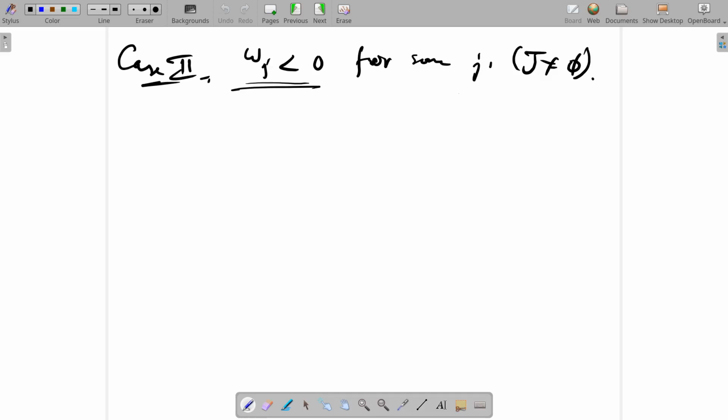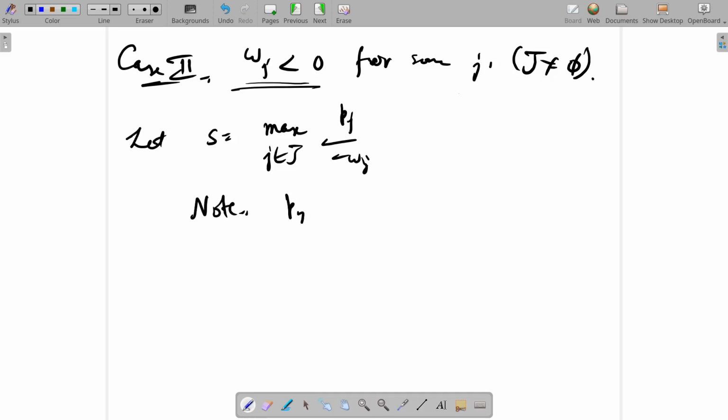So now what we are going to do is choose a little s, which is the maximum amongst these quantities, pj over minus wj, over this non-empty set, where these indices j run over this non-empty set capital J. And one thing to note is that pj is bigger than 0 for j in J, right? Because first of all, the p is sign constant, so pj has to be bigger than or equal to 0 for these sign indices.